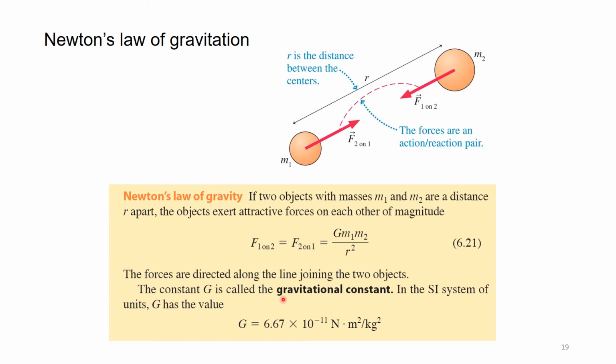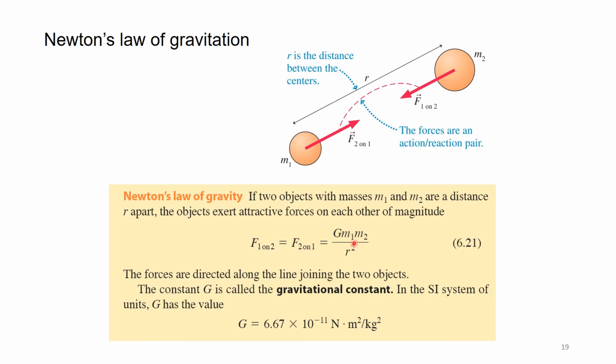Now the constant uppercase G is called the gravitational constant, and the numeric value of G is 6.67 times 10 to the negative 11 newton meter squared over kilogram squared. This law of gravity applies to any two objects that have masses. It can be two pens, or it can be the wall and a tennis ball. Any two objects that have masses will have a force of gravity between them, so they will attract each other.